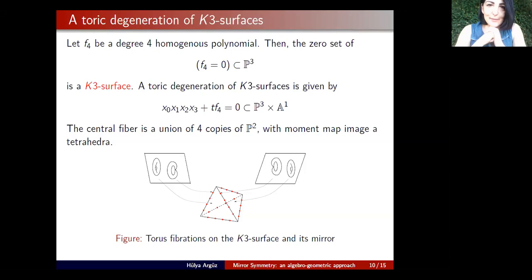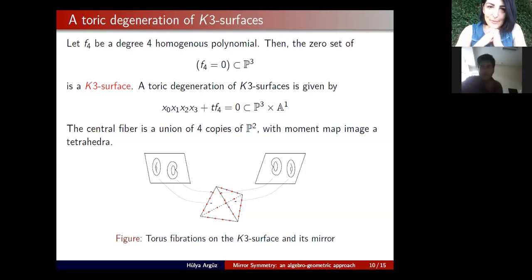If you look at a degree 4 homogeneous polynomial, then the zero set of this degree 4 homogeneous polynomial is a K3 surface. And you can look at the toric degeneration of K3 surfaces given by this equation that I wrote here: x0 x1 x2 x3 plus t times f4 equals 0 in P3 times A1. If you look at the central fiber of this toric degeneration, it is given by a union of 4 copies of the projective 2-space, whereas the general fiber is a K3 surface, being the zero set of a degree 4 homogeneous polynomial.